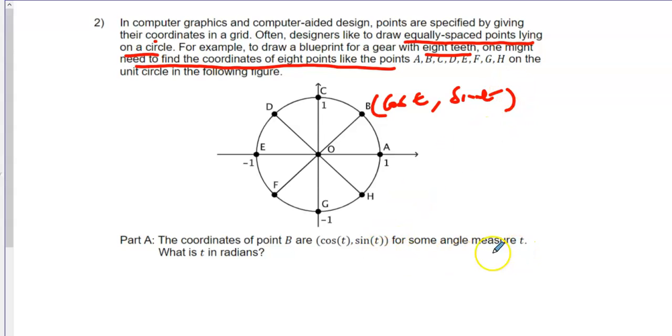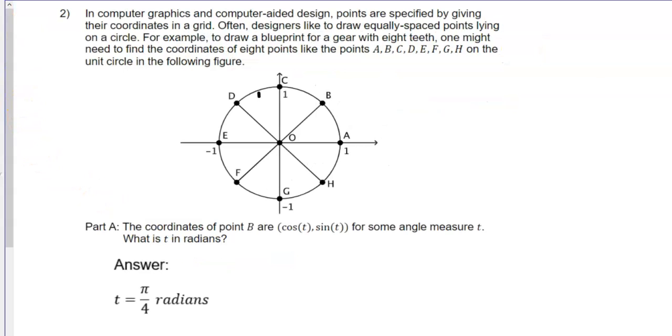for some angle t. What is t in radians? Think about this, try out some answers, and let's discuss your answers. Now, there are several ways to do this, but let's take one possible way to do it.